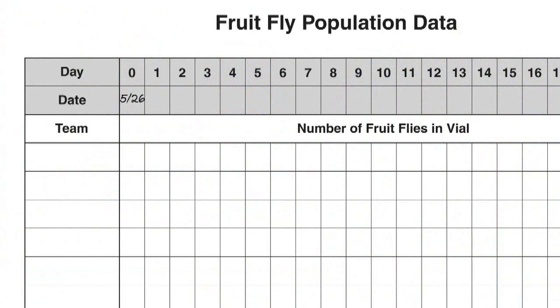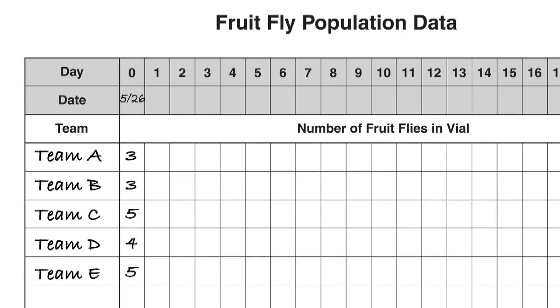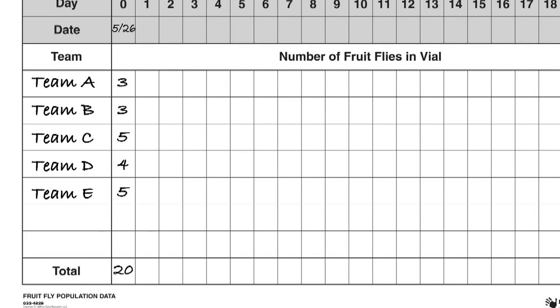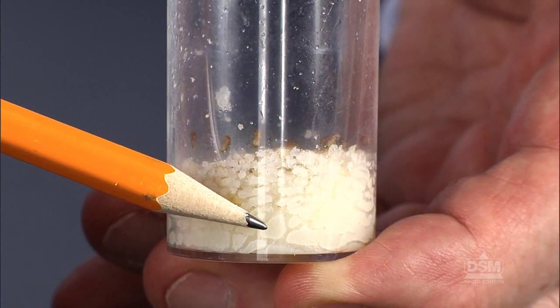Begin by writing today's date below the observation day, number 0, at the head of the second column. Then, add the team's names and the current number of adult fruit flies in each team's vial. Working together, add up the total for the class and write this number at the bottom of the day 0 column. Explain that teams will be observing the vials and updating the chart every other day to see if the population of fruit flies changes. Then, inform students that the substance in the vial is food for the fruit flies and ask them to observe and record any changes in the amount of food during the activity.